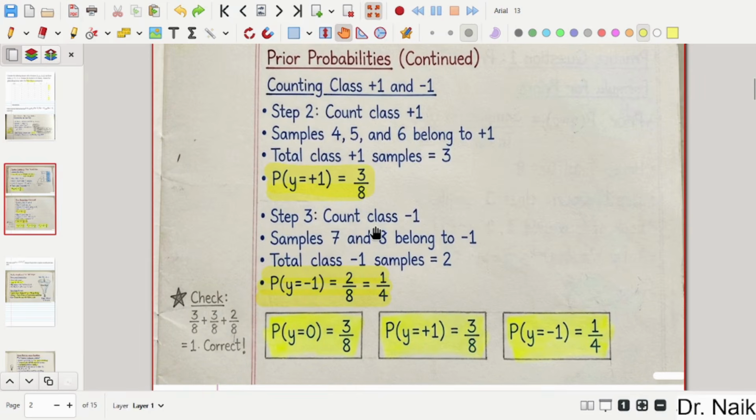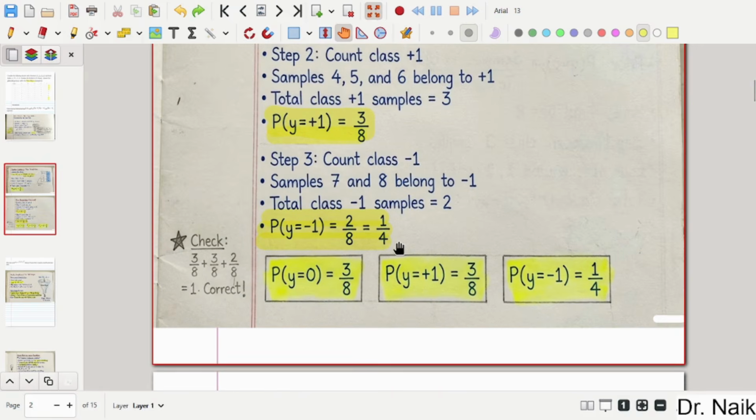Now count the class -1. Samples 7 and 8 belong to class -1. Therefore total number of samples that belong to class -1 is 2. Therefore probability of y equal to -1 is 2 by 8, so it is 1 by 4. So now check whether we calculated it correctly or not. So 3 by 8 plus 3 by 8 plus 2 by 8 is 1, so we calculated it correctly.